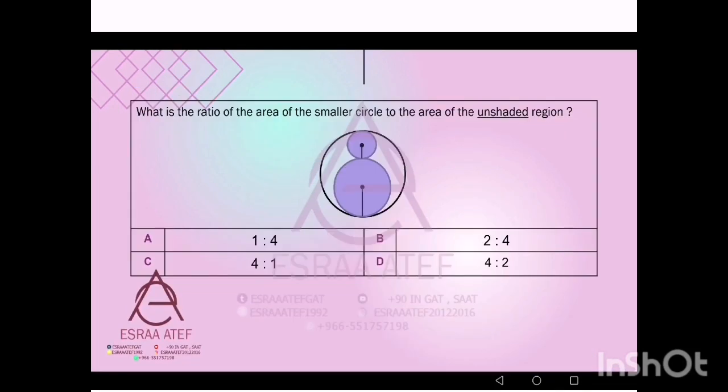Next one here, what is the ratio of the area of the smaller circle to the area of the unshaded region? The unshaded region is here. How can we get that? Here in this problem, sorry, the radius here is 1 and here is 2. It's not written in the problem. And he needs the smaller circle to the unshaded.